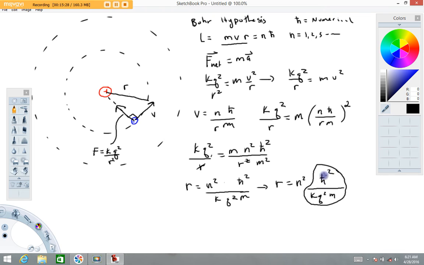You look up every one of these constants. This is the Coulomb constant, 9 times 10 to the 9th. This is the charge of an electron, 1.6 times 10 to the minus 19th. Mass of an electron, h bar here. Look these all up, run a value here, and what you get is n squared times a value of 5.29 times 10 to the minus 10th meters.